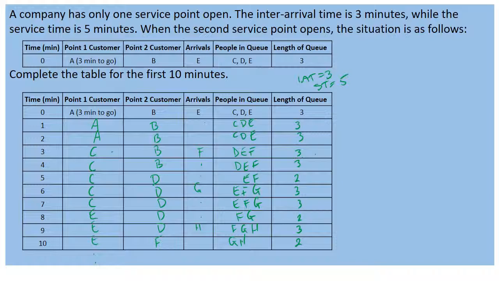So we have now described the table in terms of 2 service points, and we've added some complexity because we've noted that customer A is already being served, and we'll notice that there are already people in the queue when the service time started.